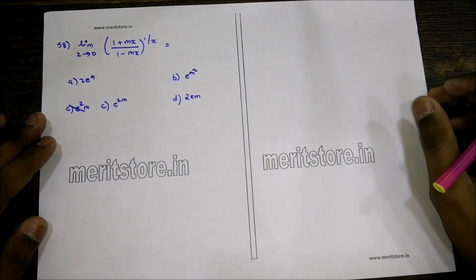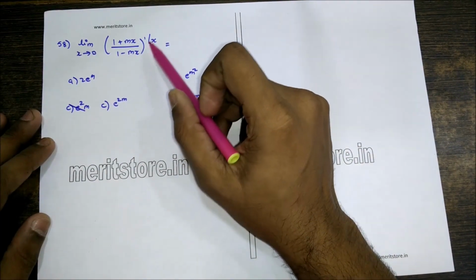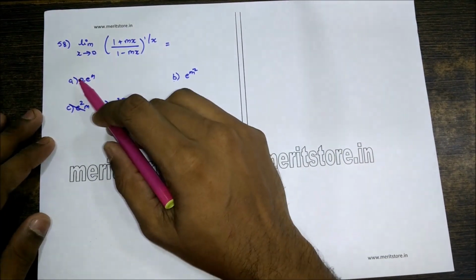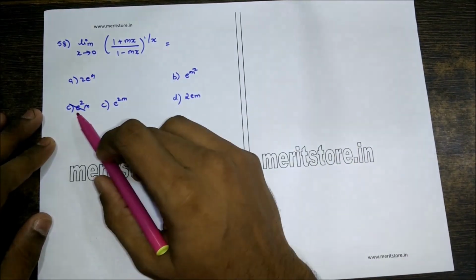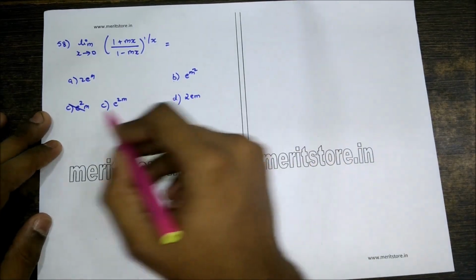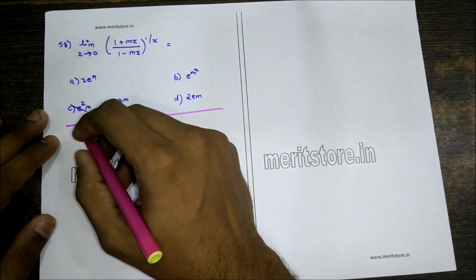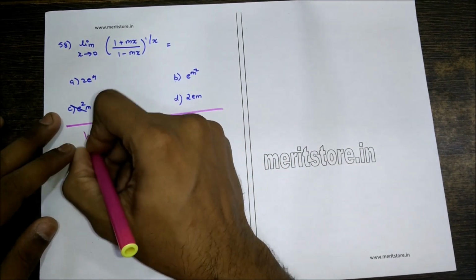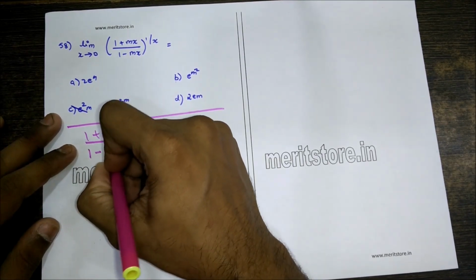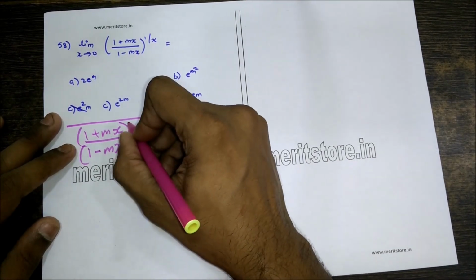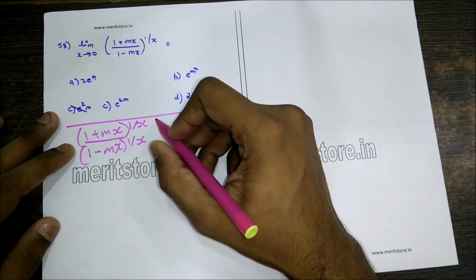Limit of x tends to 0 of (1 plus mx by 1 minus mx) the whole raised to 1 by x equals: a) 2e raised to m, b) e raised to m squared, c) e raised to 2m, or d) 2em. So this could be written in terms of 1 plus mx as (1 plus mx) upon (1 minus mx), numerator raised to 1 by x and denominator also raised to 1 by x.